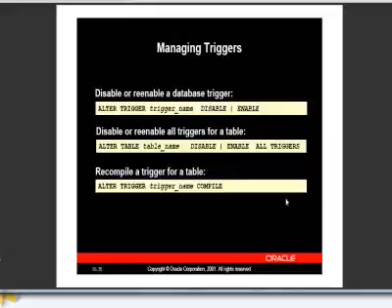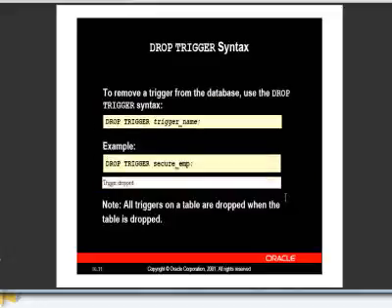Managing triggers. Disable or re-enable a database trigger: ALTER TRIGGER trigger_name DISABLE or ENABLE. Disable or enable all triggers for a table: ALTER TABLE table_name DISABLE or ENABLE ALL TRIGGERS. Recompile a trigger for a table: ALTER TRIGGER trigger_name COMPILE. Drop trigger syntax. To remove a trigger from the database, use the DROP TRIGGER syntax: DROP TRIGGER trigger_name. For example, like this. Remember, all triggers on a table are dropped when the table is dropped.